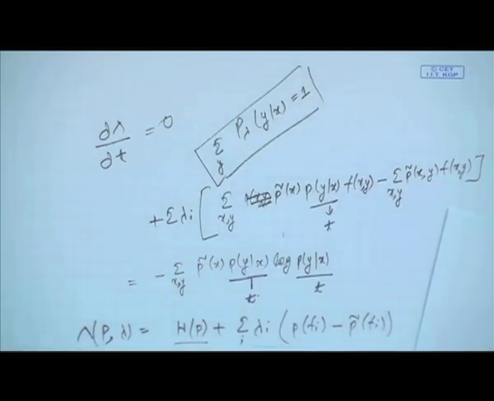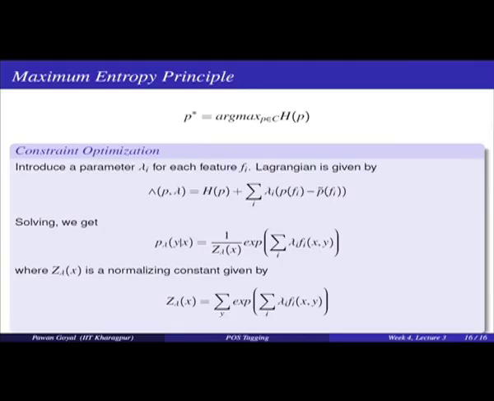So this is my maximum entropy model. The important part here is to find the set of features. Once you have the set of features, you can use this particular equation to compute the probability of a class y given the observation x.